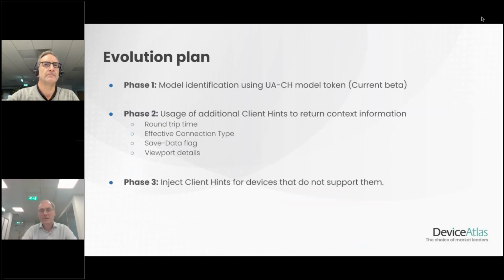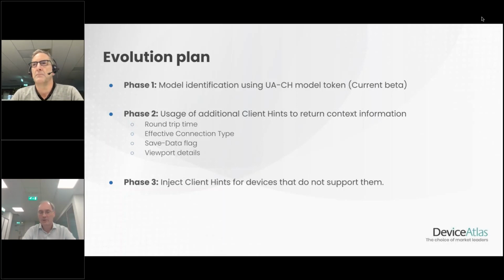So what's the evolution plan? Today we are supporting identification using the client hints model token, and that's currently in beta. In the next phase, we'll be leveraging additional client hints to return context information. So this, in effect, will make it very easy to use the additional context information within the overall response to the visitor. And in the third phase, we'll be taking a step further.